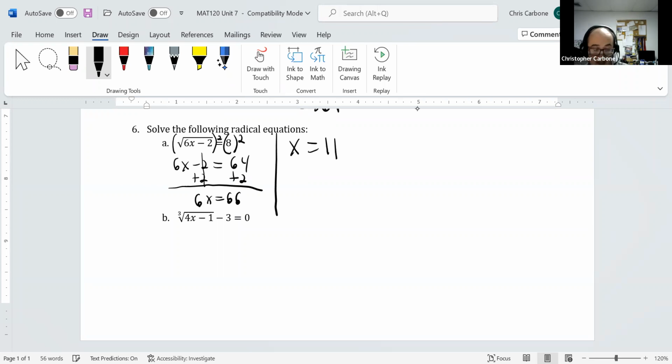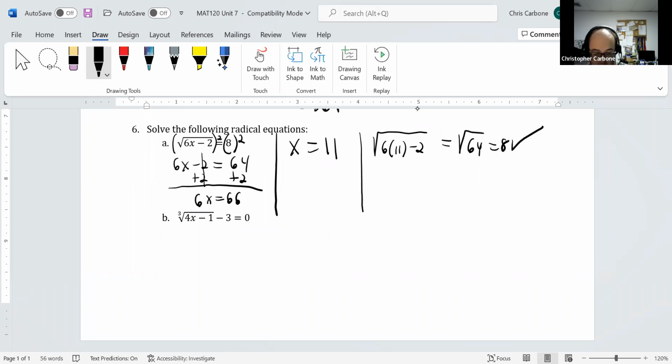If we put the 11 back into the equation just to make sure it works, this would be the square root of 6 times 11 minus 2. So 66 minus 2, that means the square root of 64, and that does indeed make 8. So we're fine with that result.